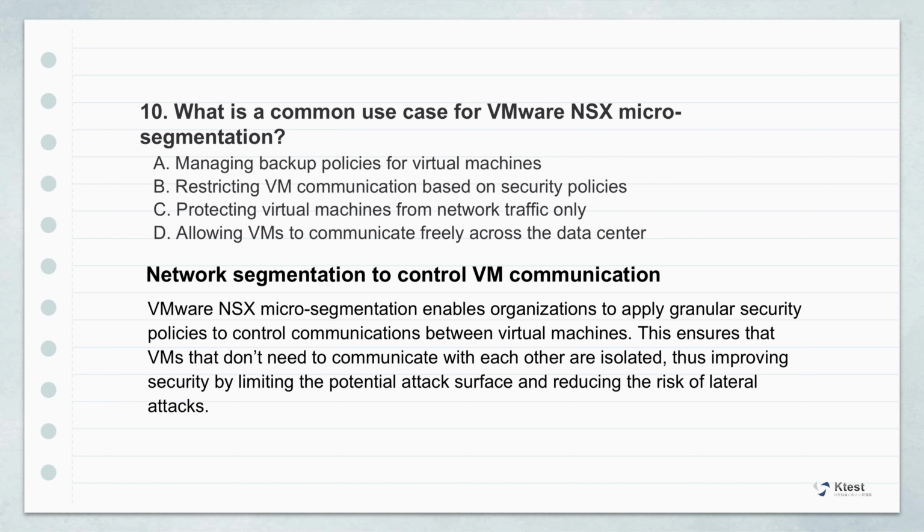All right, final question, number 10, brings it back to microsegmentation. What is a common use case for VMware NSX microsegmentation? Answer B, restricting VM communication based on security policies. We understand the benefit is preventing lateral movement. Can you give us a really concrete, everyday example of how you'd use this? Sure. A classic one is the three-tier application. You've got your web servers facing the users, your application servers doing the business logic, and your database servers holding the data. Yep, standard setup.